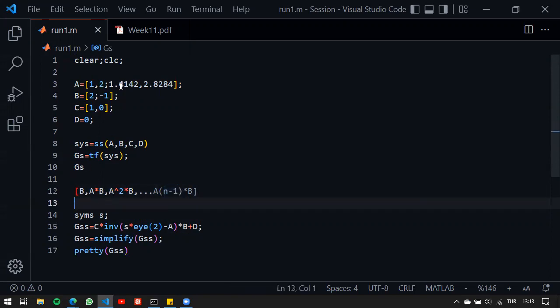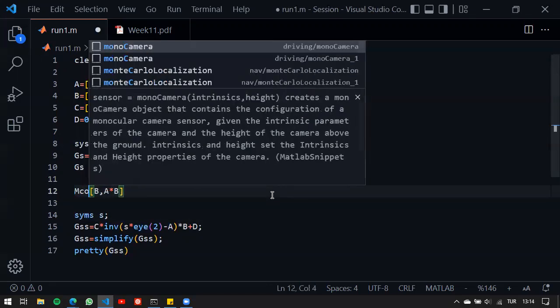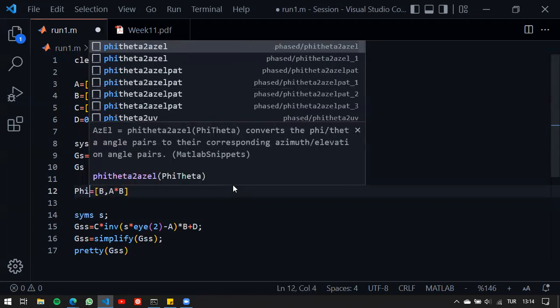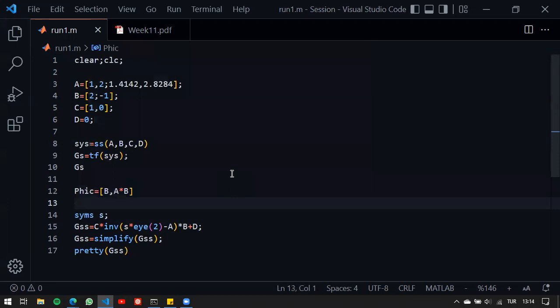So if we have a second order or a 2x2 system here, we just get rid of everything here and we have such a formulation, which is the controllability matrix. So matrix controllability, let's call it that. Or phi c would also be a valid definition here. So what is this basically? Because we have an interesting thing going on here.